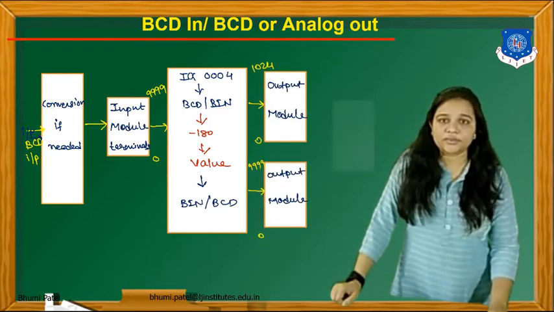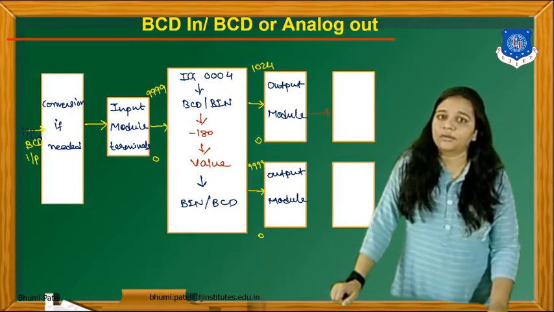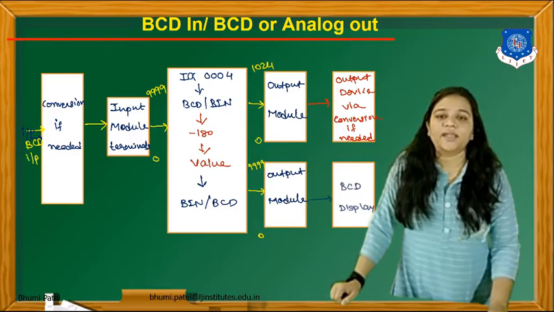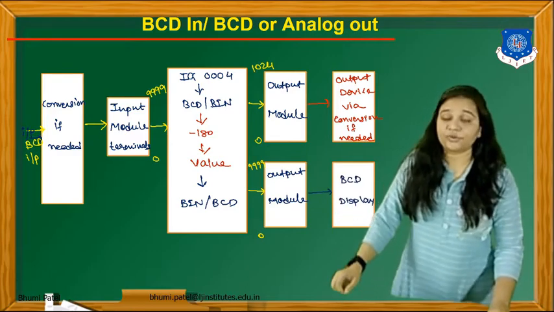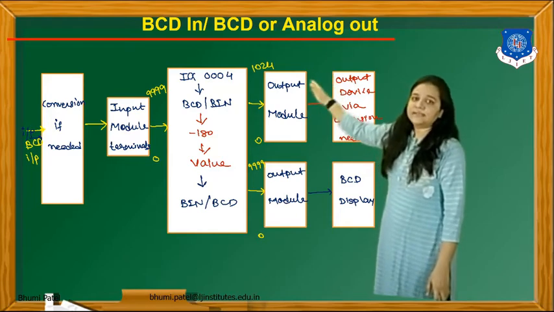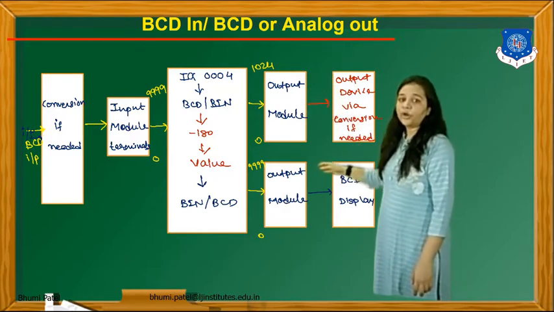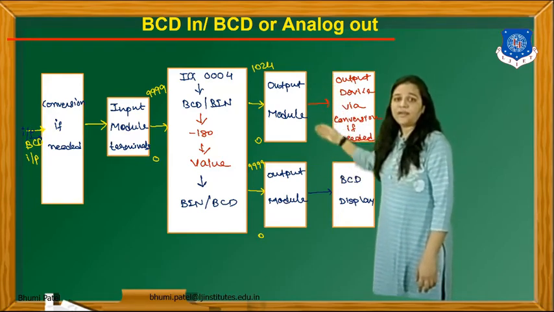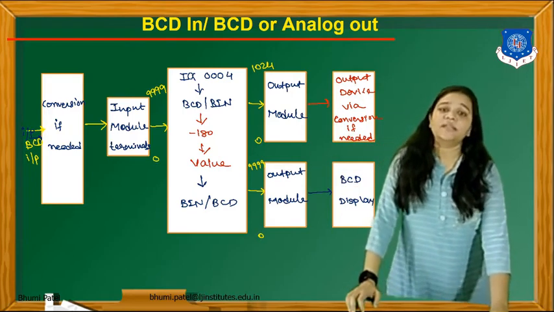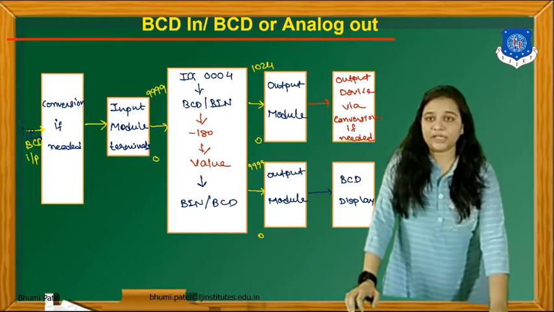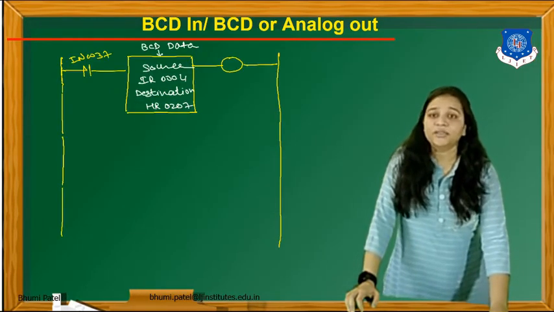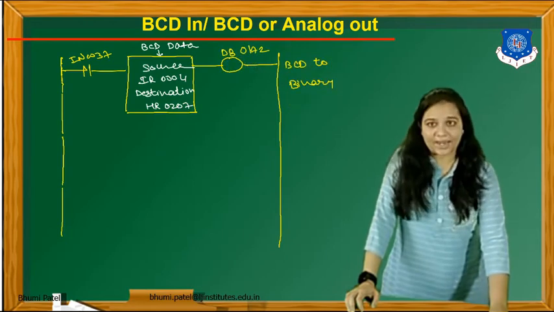First for this output device, conversion if needed, and then next is the BCD display. So here you can see that in this output module the binary number is as it is, but in this output module we have to convert this binary number into the BCD number because our display is in the form of BCD. So first of all in the program you have to convert this BCD data into binary.